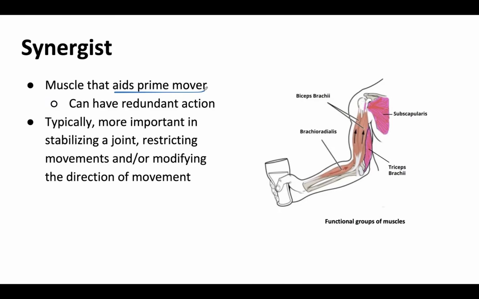However, a synergist action can also stabilize a joint and restrict unwanted movements, and even modify the directionality of a movement to allow the action of the prime mover to be more coordinated or specific. So it's a lot more complicated than just aiding. But in this particular image, so that quest for the drink of water, the brachioradialis, which can also flex the elbow, it's a weak flexor of the elbow generally, is the synergist in this case.